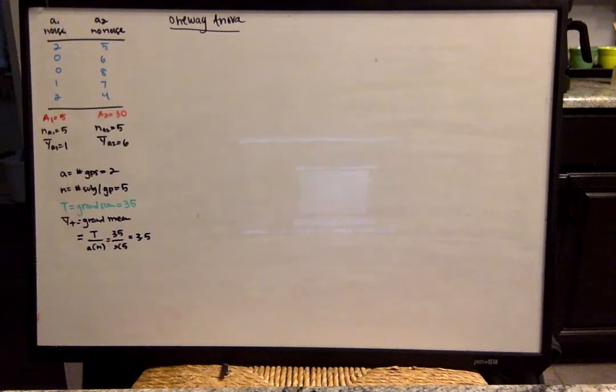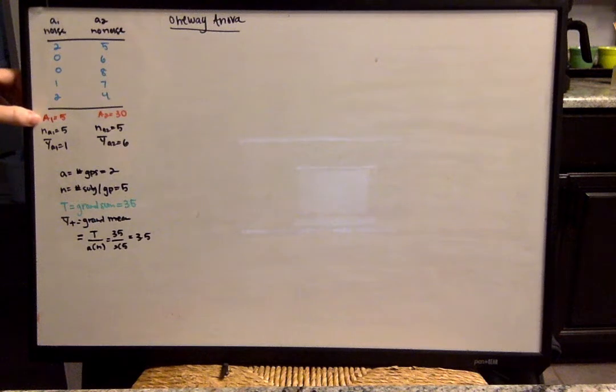Before we start this problem, just to remind everybody of where we are: we're doing a study looking at the relationship between noise and memory. We have a group of 5 people that we assigned to a noise condition, and a different group of 5 people that we assigned to a no noise condition. This is level A1, level A2.